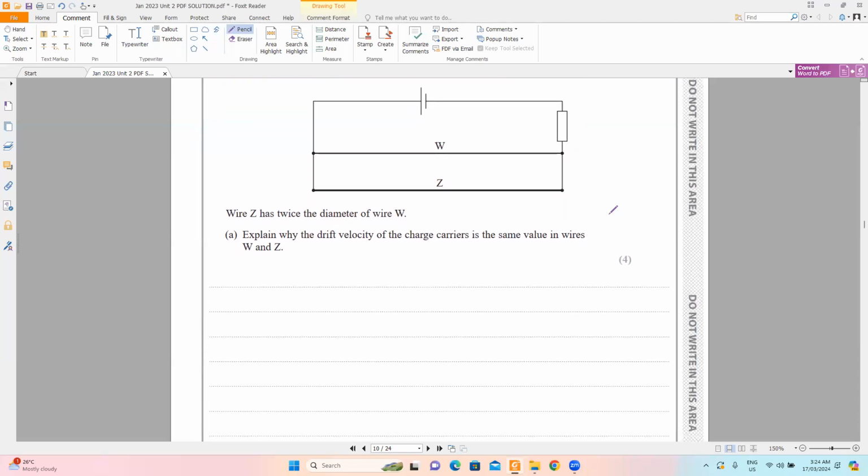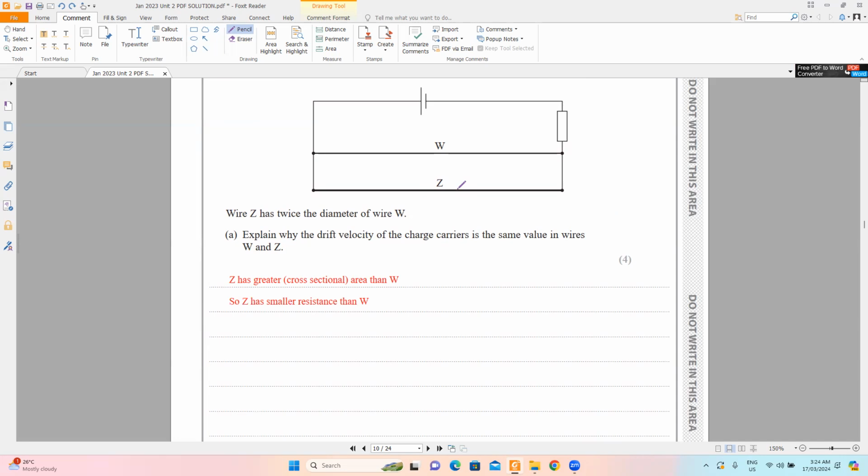So the first point you need to write is Z has a greater cross-sectional area than W. Z is more thick, so it has a greater cross-sectional area. And if the cross-sectional area is greater, it has a smaller resistance. Why? Because resistance equals rho L by A, right?